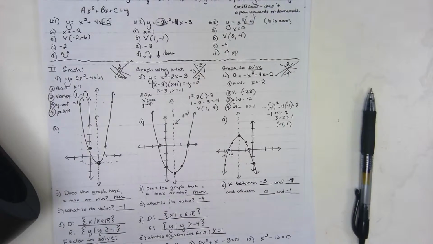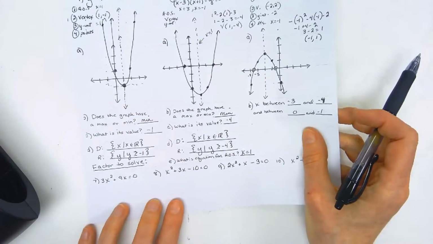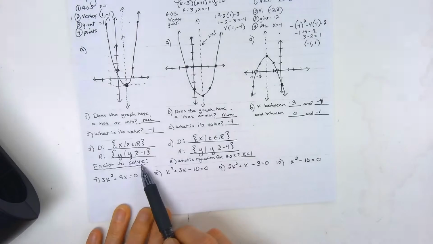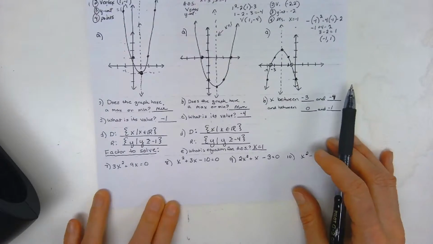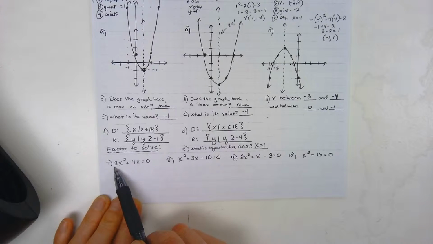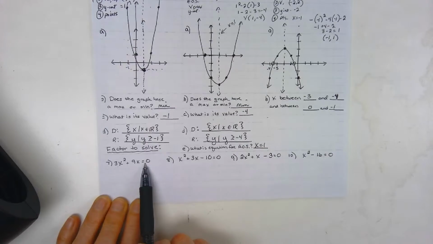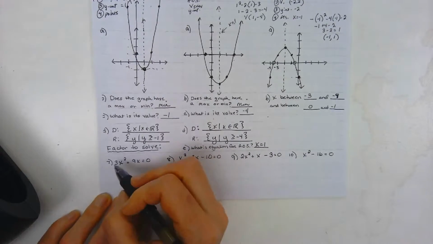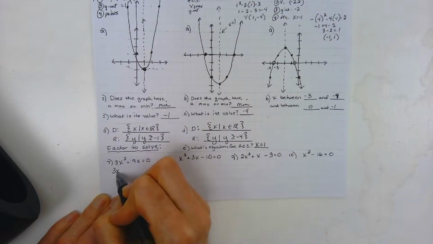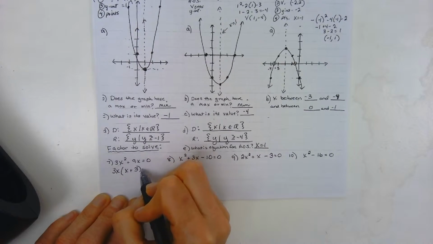Okay, picking up where I left off, on the bottom of this homework, you're asked to factor to solve. So let's look at the first equation. I have 3x squared plus 9x equals 0. I'm going to factor out the greatest common factor, which is 3x, and I'm left with x plus 3 equals 0.